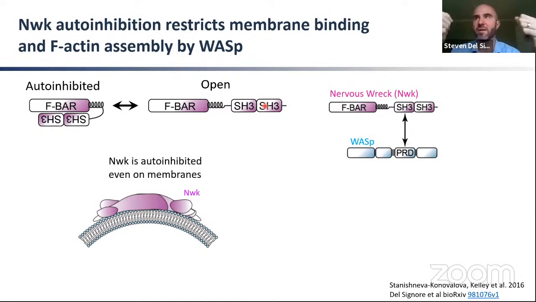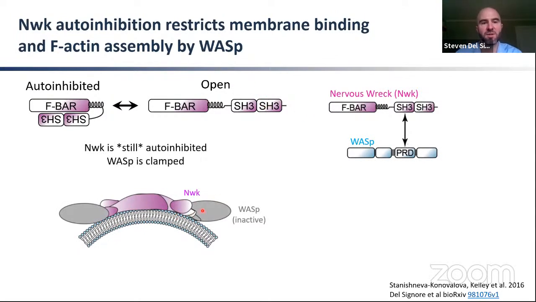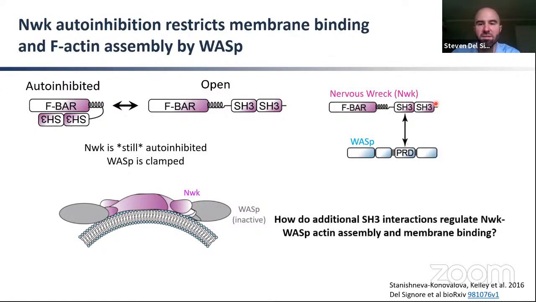Whereas with nervous rec, a previous grad student found that the SH3 domain stays tucked in against the BAR domain, even when it's on the membrane. And that's true even when it's bound to WASp. So the idea is that nervous rec on its own is actually a very poor activator of WASp-mediated actin assembly. That made us consider the hypothesis that maybe some additional interactions via this second SH3 domain might be important in controlling the activity of this protein module.